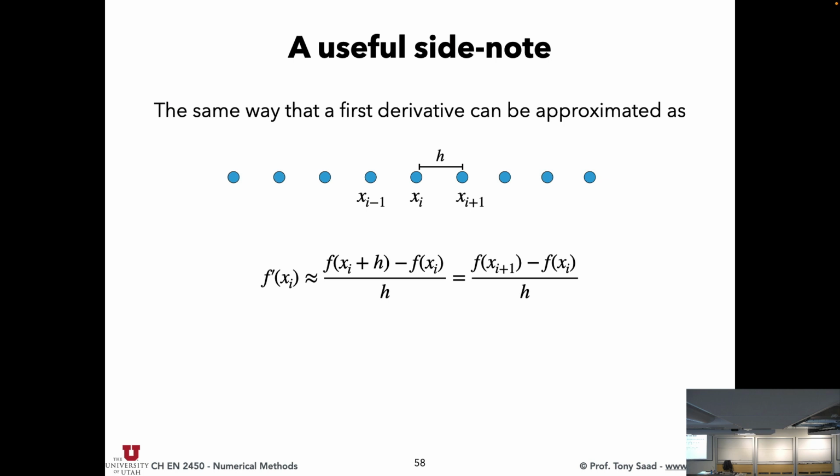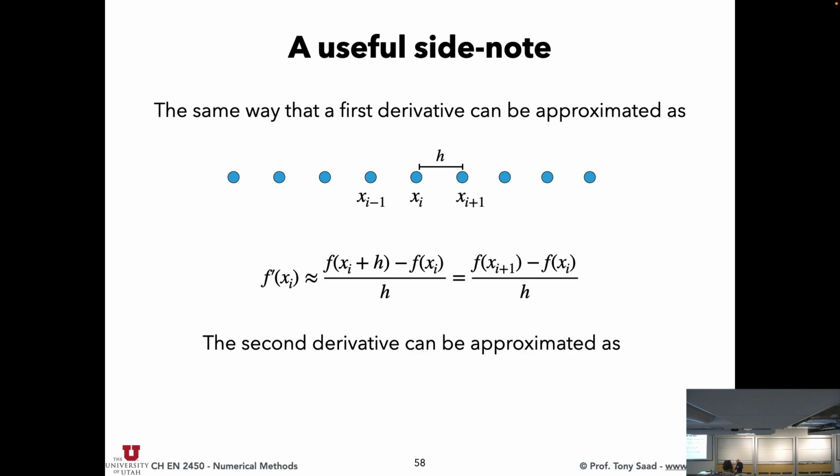I put the x points on these blue points, and I gave them numbers, indices: xi, xi minus 1, xi plus 1, and the spacing between these coordinates is h. It's constant everywhere. So f of xi plus h minus f of xi over h, that's equal to f at xi plus 1 minus f of xi over h, because xi plus 1 is xi plus h. Just a simple nomenclature change as we build the complexity here. But we're familiar with that derivative approximation, rise over run.